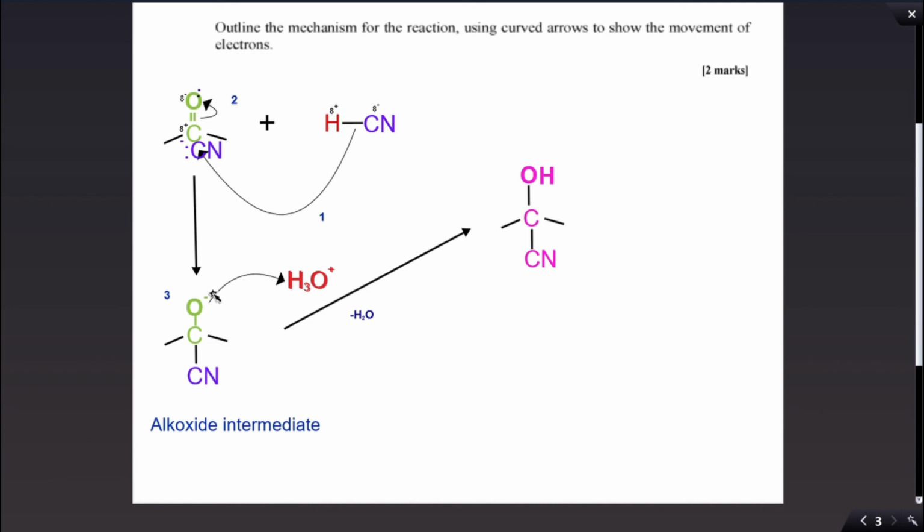This alkoxide intermediate then picks up a hydroxonium ion. Water is a very good leaving group, so the H from the hydroxonium ion would attach to the oxygen, and water would end up leaving in the process, and that produces the cyanohydrin compound you see there, with a water molecule as well. So those are the steps involved in the production of the cyanohydrin, or the reaction of the carbonyl compound and hydrogen cyanide.